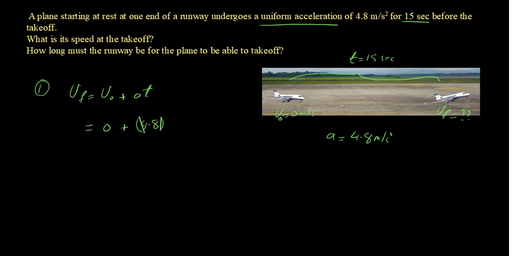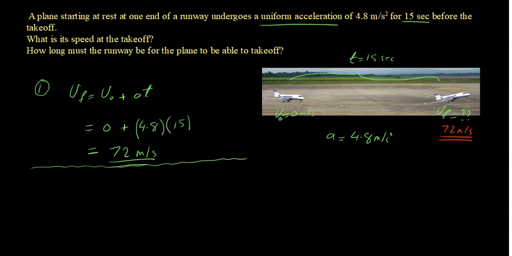Oops, sorry, let's fix this one. It's 4.8 times the 15 seconds. So if we do the math, that will give me 72 meters per second when the airplane is taking off. So I know it is 72 meters per second. That's the final velocity when the airplane is taking off.